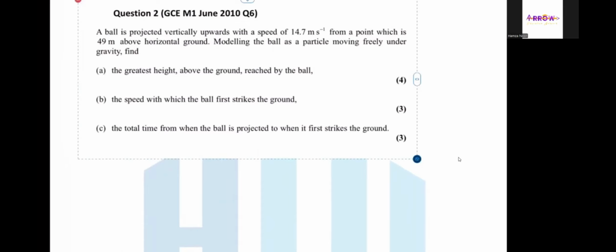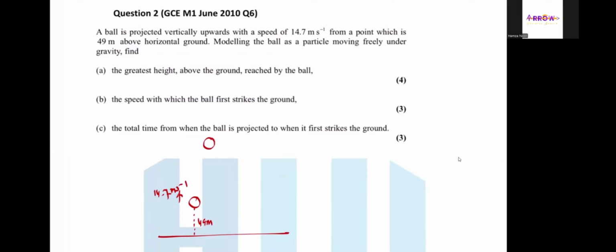Let's say here we have the horizontal ground and the ball is projected vertically upwards with a speed of 14.7 meters per second. And the point is basically 49 meters above the horizontal ground. And we need to find the greatest height the ball has reached above the ground.